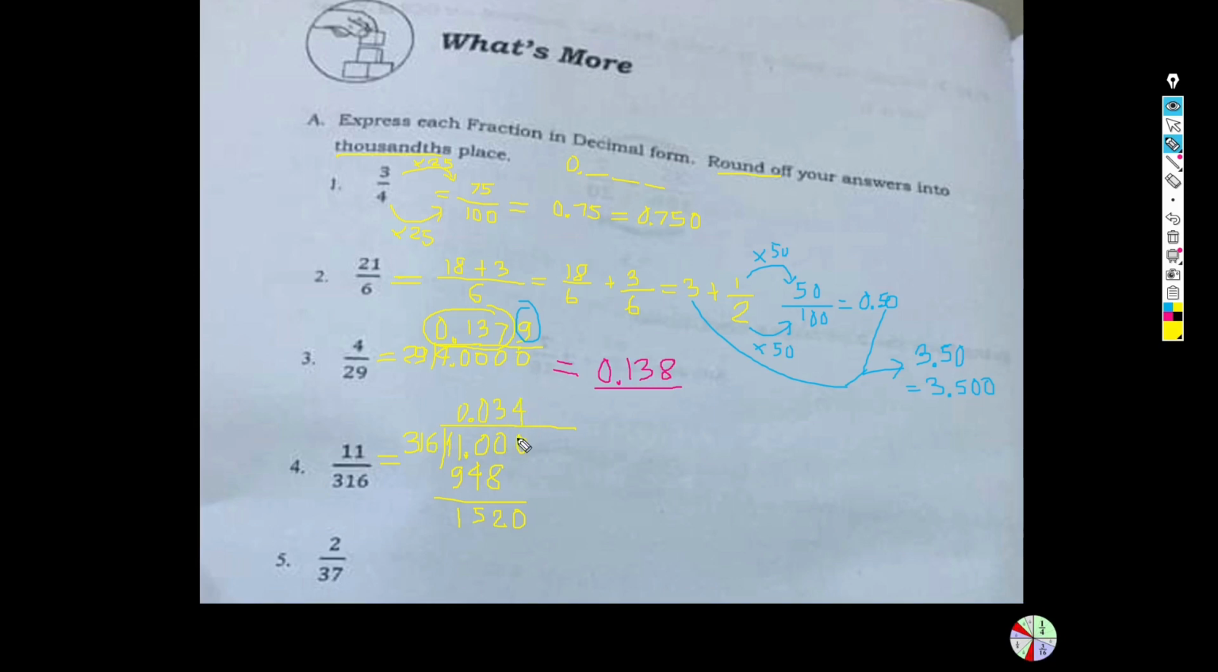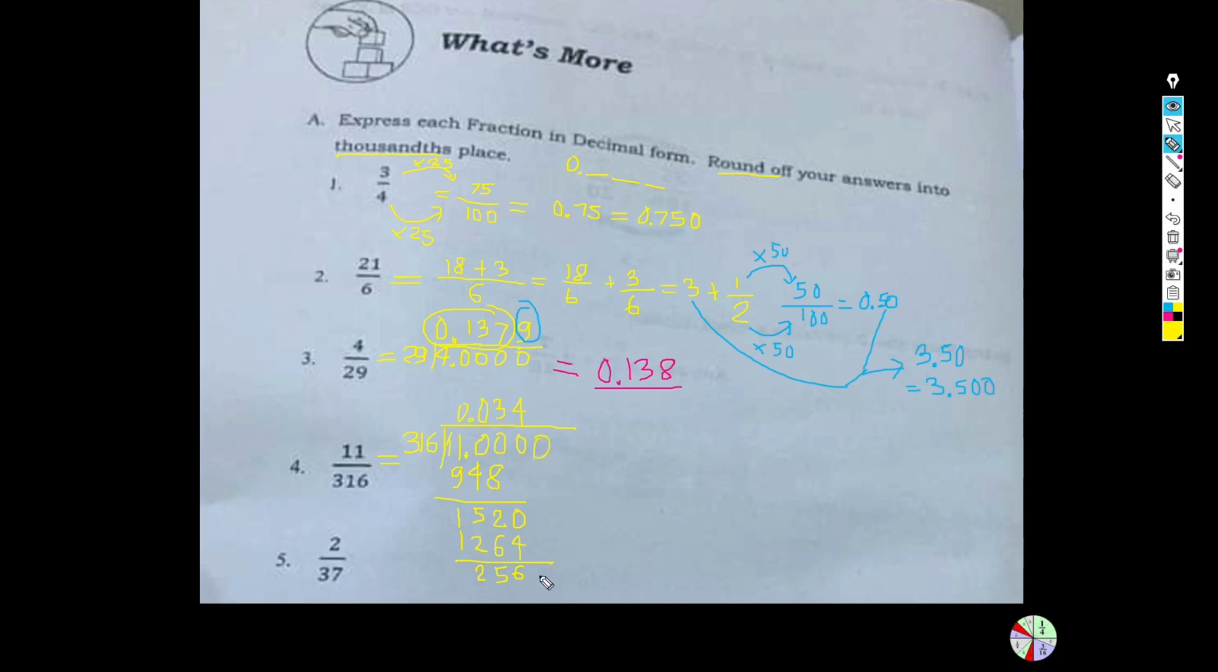4 times 316, that's 4 times 6, that is 24. Carry 2, 4 times 1 is 4, 5, 6. 4 times 3 is 12. So 1520 minus 1264, that will give us 6. And then this will become 11. Minus 6 is 5. 4 minus 2 is 2.